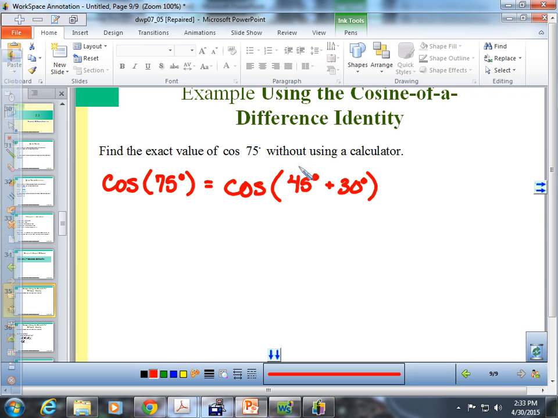Well, this is the same as saying the cosine of the sum A plus B. Do we have an identity for the cosine of the sum of two angles? Absolutely we do. But instead of having A, we've got 45. And instead of having B, we've got 30. So expand that out for me, please. What is the cosine of 45 plus 30 going to be equal to?